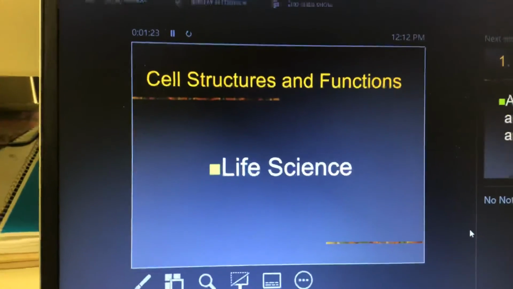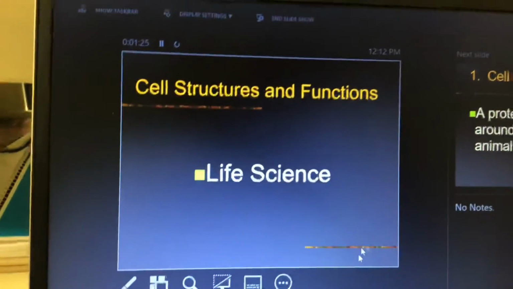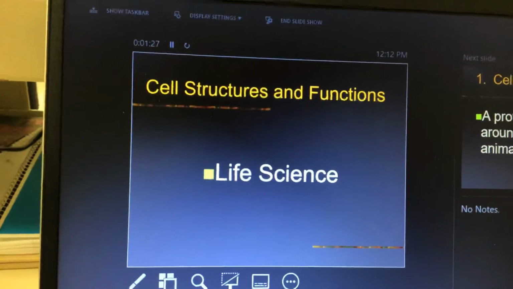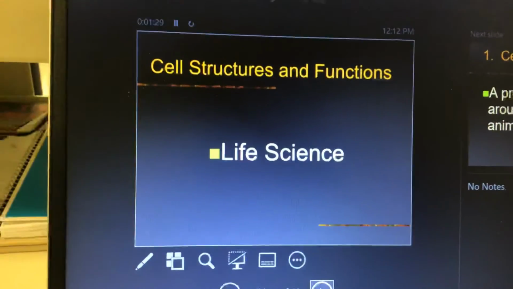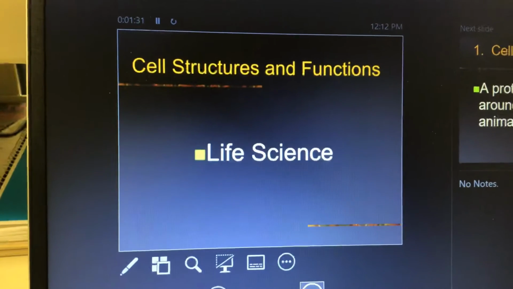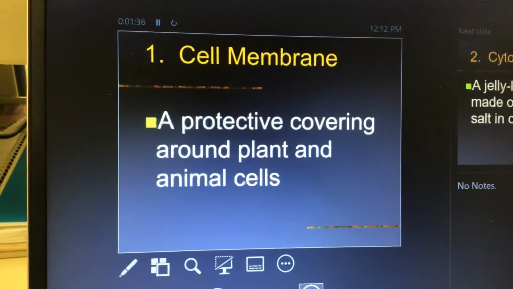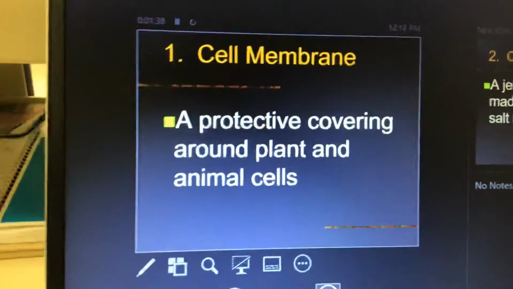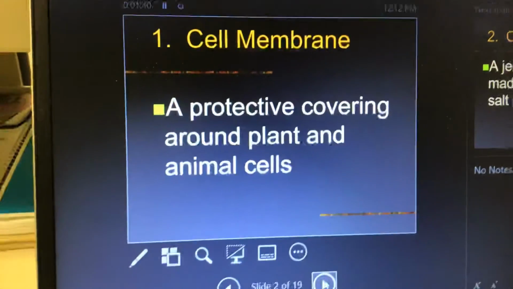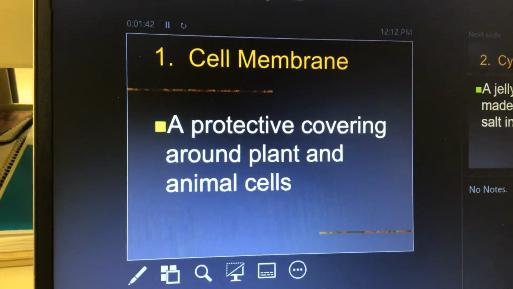So cell structures and functions. So basically, parts of the cell and what they do. So we're going to hop right into it. A lot of it is probably review from last year. Some of it will be new. The first one, cell membrane. Go ahead and write this. There's going to be quite a bit of writing today.